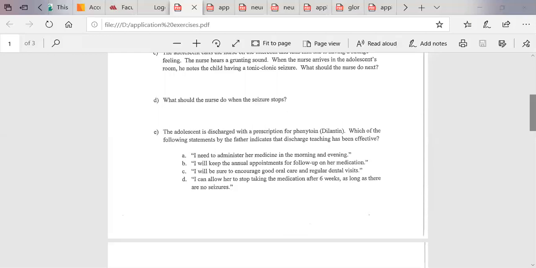I will be sure to encourage good oral care and regular dental visits. This is actually true as well. So actually A and C are your answers there. Dilantin can cause unusual growth of gum tissue. So we definitely would want to ensure good oral care.